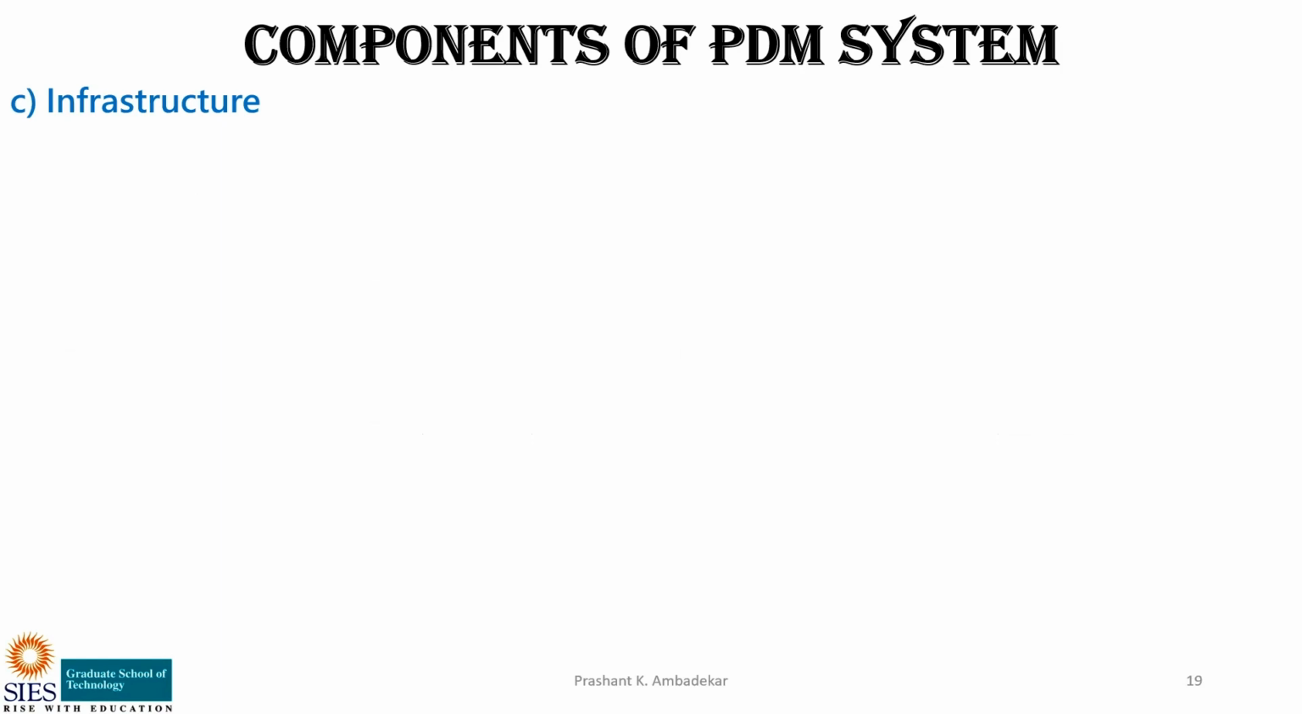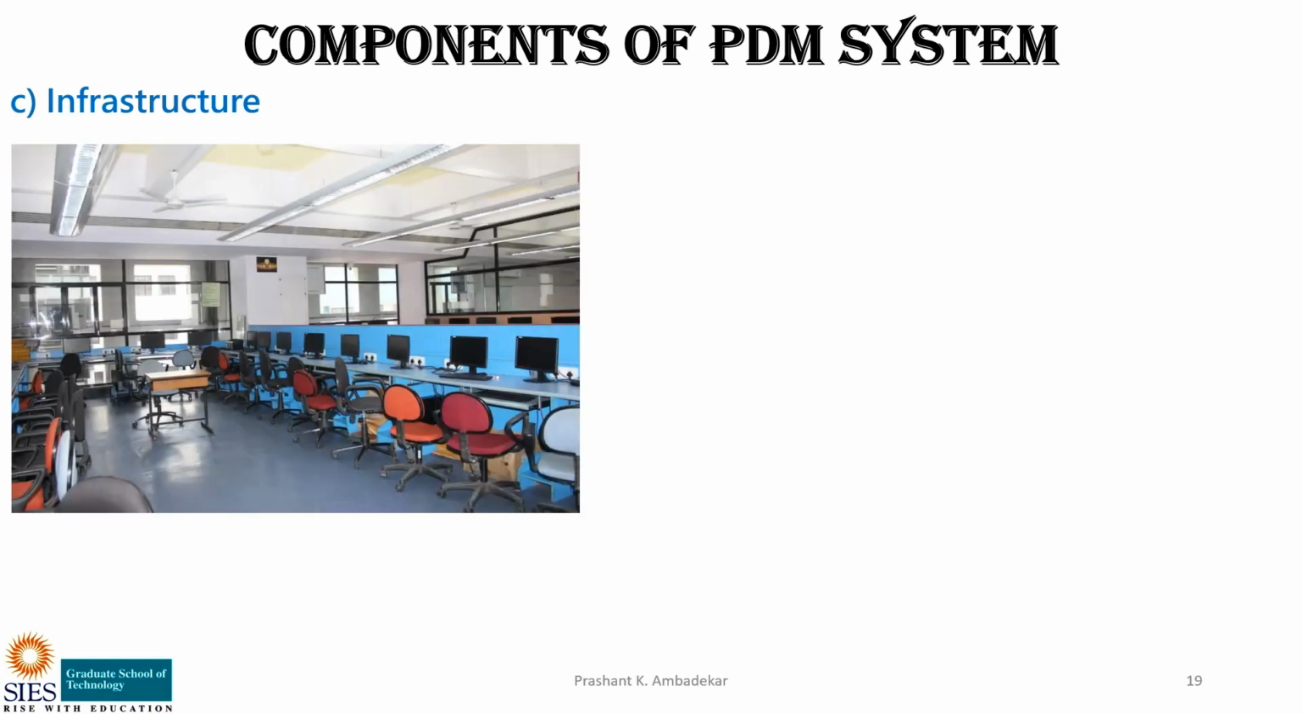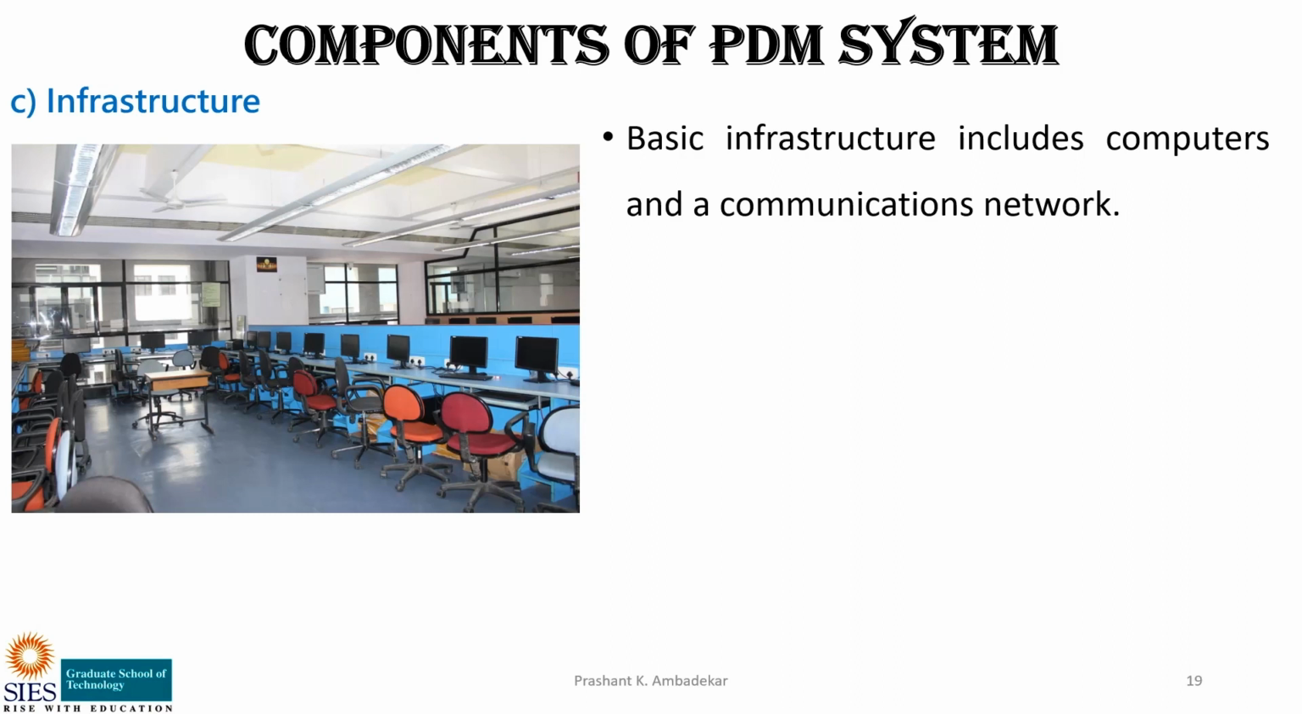The third component of the PDM system is infrastructure. What is infrastructure? It means what is inside the warehouse. It is the basic infrastructure, as you can see here. So basic infrastructure includes computers and communication network. Sometimes the computer may be in the company, sometimes it may be in a different location. Sometimes the data may be kept on the cloud as well.